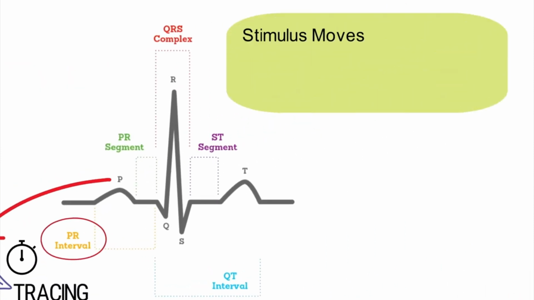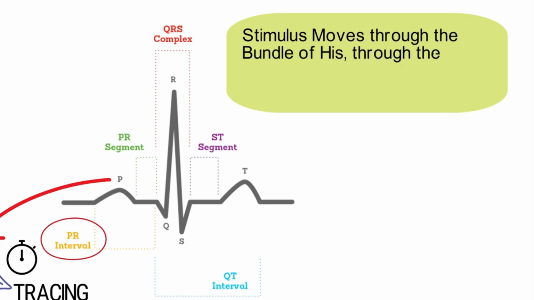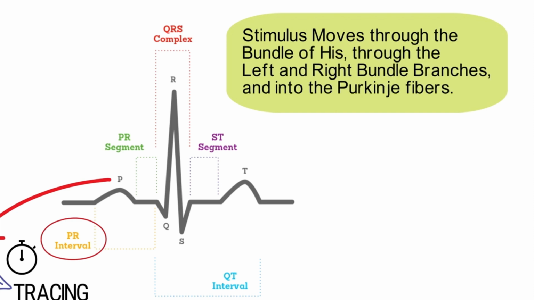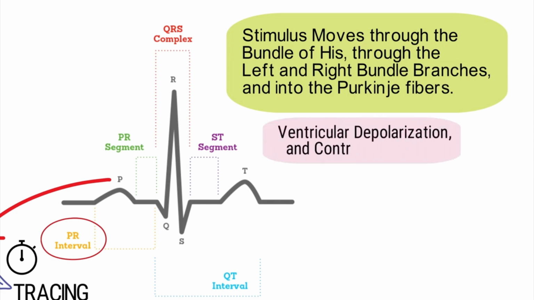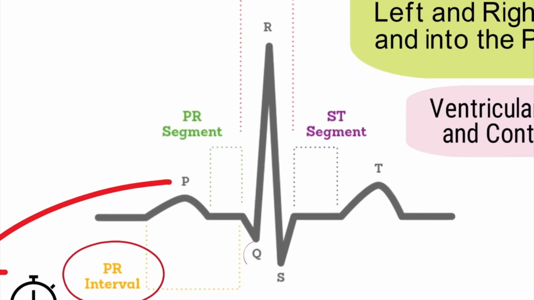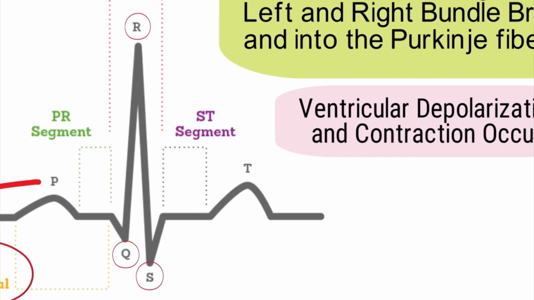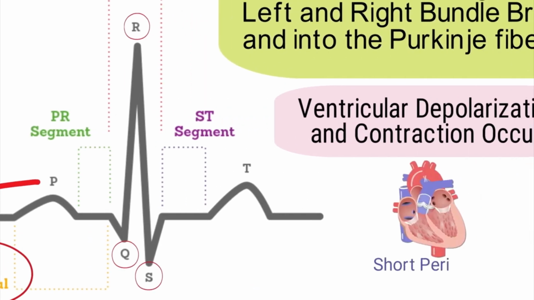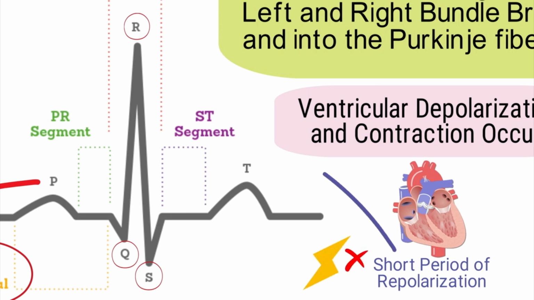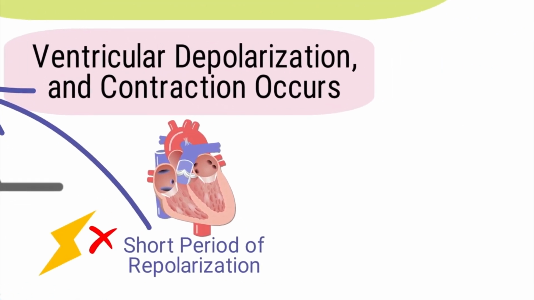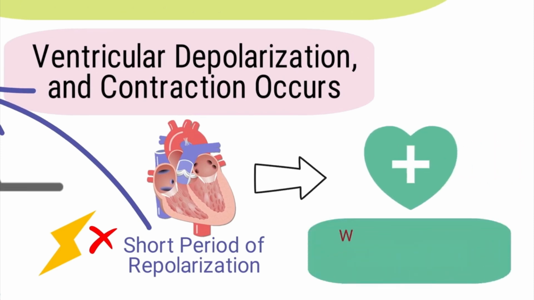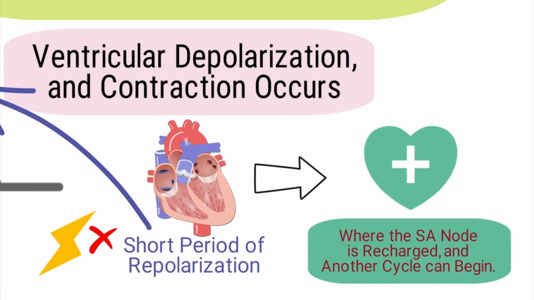Then the stimulus moves through the bundle of His, through the left and right bundle branches, and into the Purkinje fibers. This produces ventricular depolarization, and contraction occurs, which can be seen as the QRS complex. Then the heart enters into a short period of repolarization, which is a period that no electrical activity can be detected. This is known as the ST segment on an EKG tracing. Finally, the heart enters into a period of recovery where the SA node is recharged and another cycle can begin.